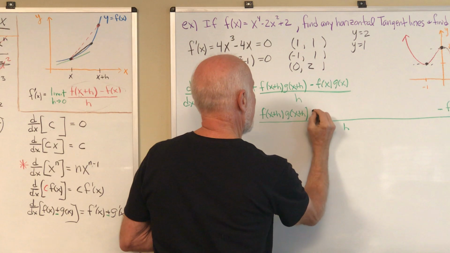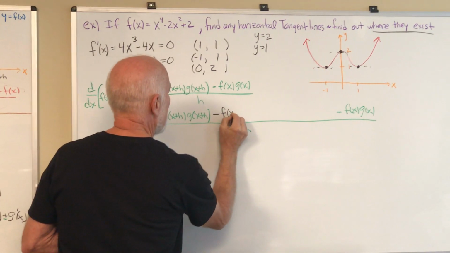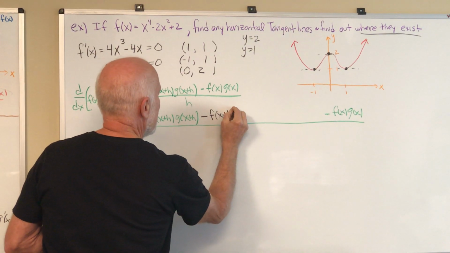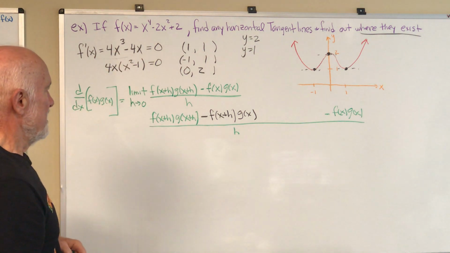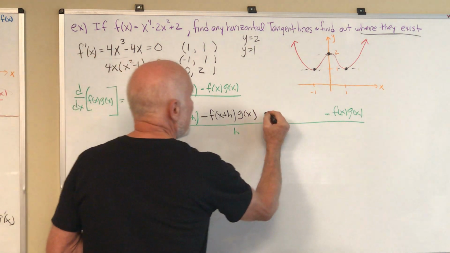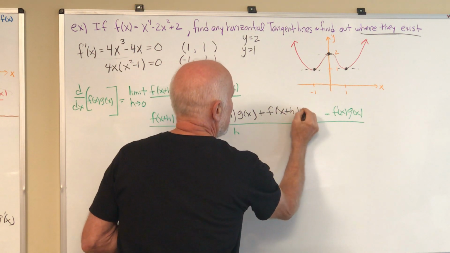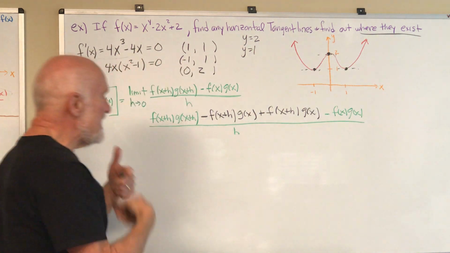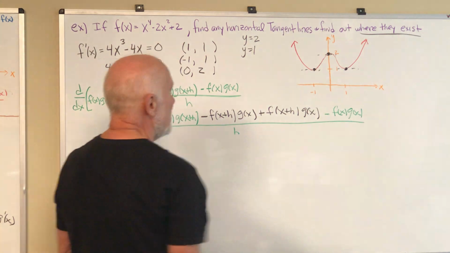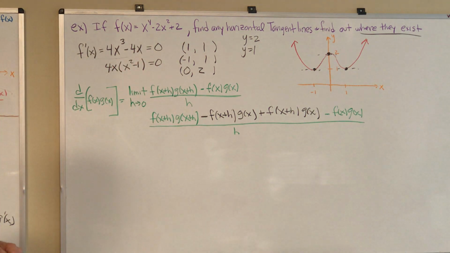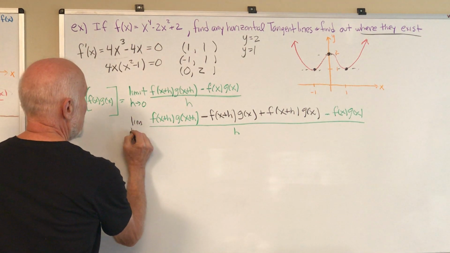let's see, I'm going to add f of x plus h, g of x, and then I'm going to subtract it, and then add it back in again. So really, it's making it look more complicated, but all I've done is subtract and add the same thing, so I really haven't changed its value. I'm still going to have the limit as h approaches 0.